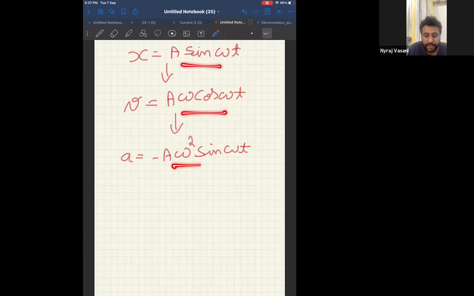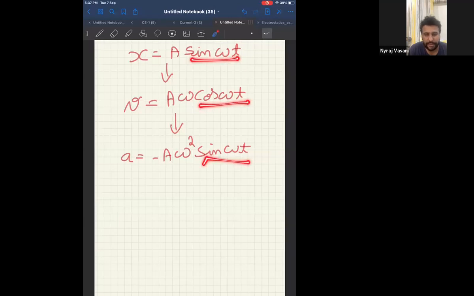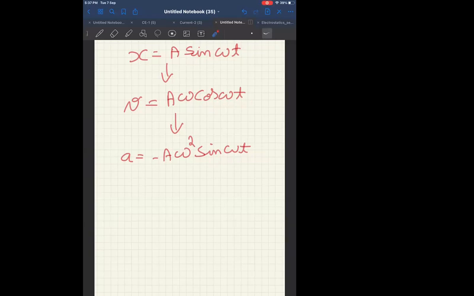So the way to fill in acceleration, velocity, and displacement is that you should know the maximum displacement is A, the maximum velocity is A omega, and the maximum acceleration is A omega square. Therefore, sine omega t, cos omega t, minus sine omega t. And you should also know that the differentiation of sine is cos and the differentiation of cos is minus sine. Is it clear? Okay.